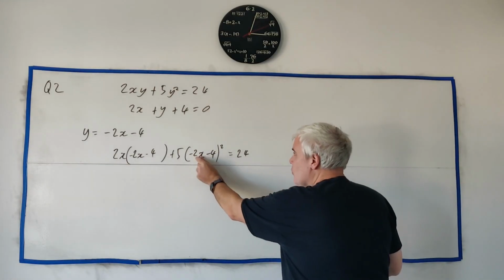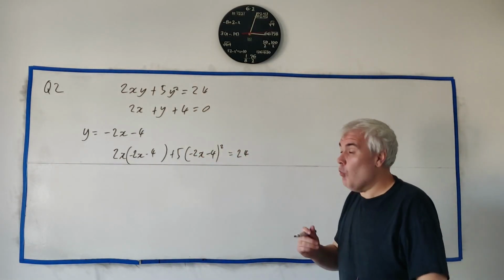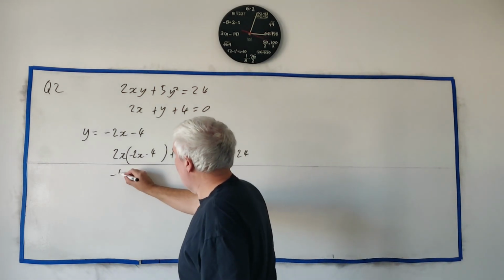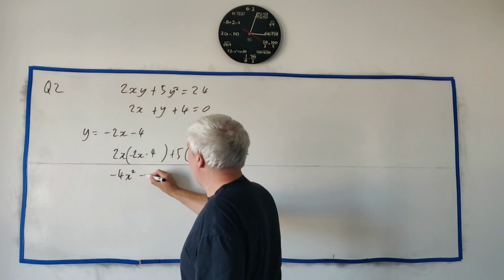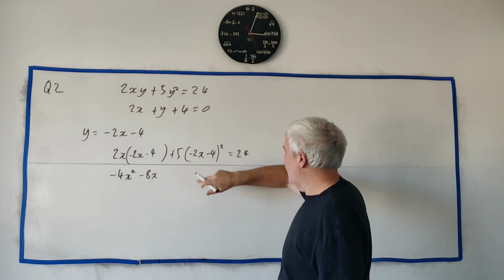We're going to get a few x squareds. This is going to make an x squared. This x by this is going to make an x squared. We're going to get a quadratic equation. Let's multiply it out and see what we get. We're going to have minus 4x squared minus 8x. This is a bit harder. I'll do it quick enough though.